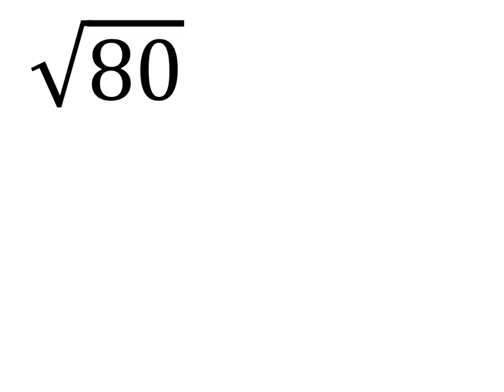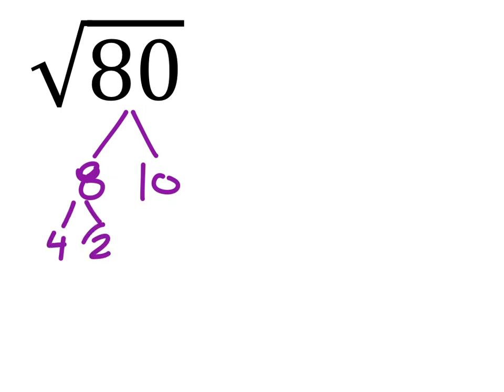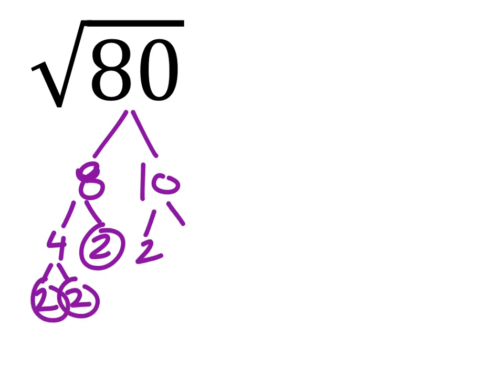Right here, we got the square root of 80. And the square root of 80 can be split up into, I just split it up into 8 and 10. 8 splits up into 4 and 2. And 4 splits up into another 2 and 2. 10 splits up into 2 and 5. So here is our prime factorization of this.